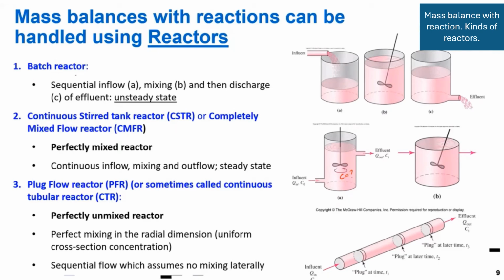A batch reactor is more of a sequential inflow, mixing, and then discharge of effluent. It means that it's not a continuous mass flux in. You just input the mass, leave it there, let the reaction happen, and then after some time, you discharge. That's it. It means it's by batch. After discharging, you can input another new one. So there's a reaction there.